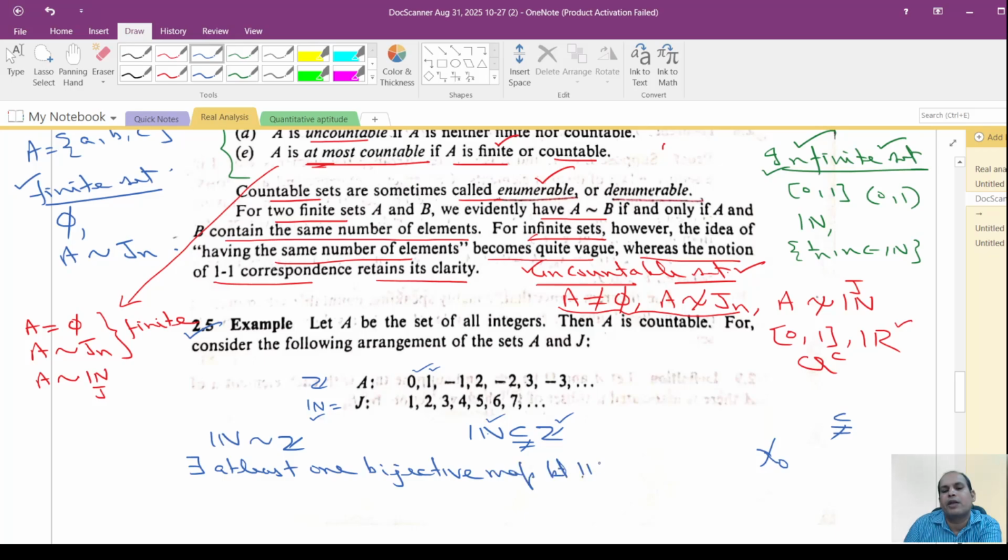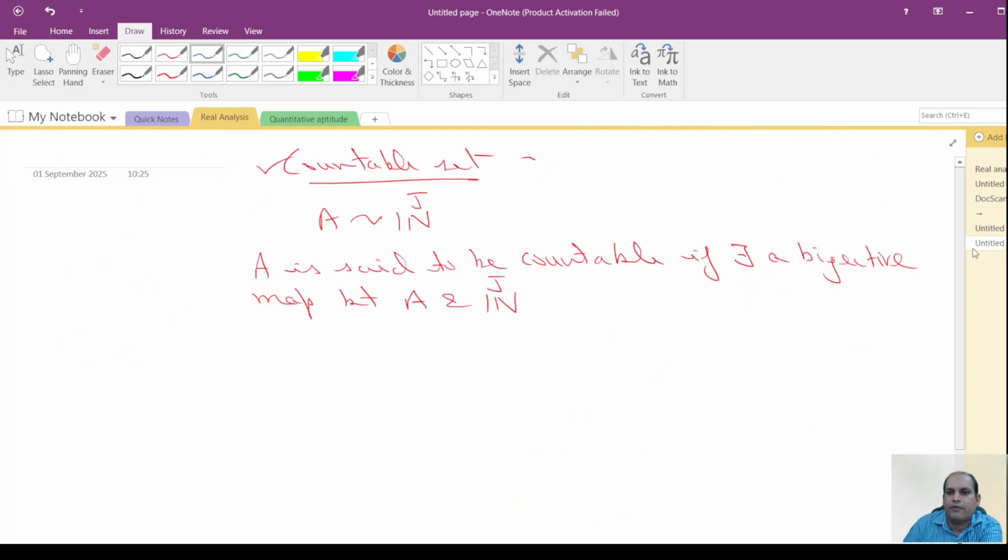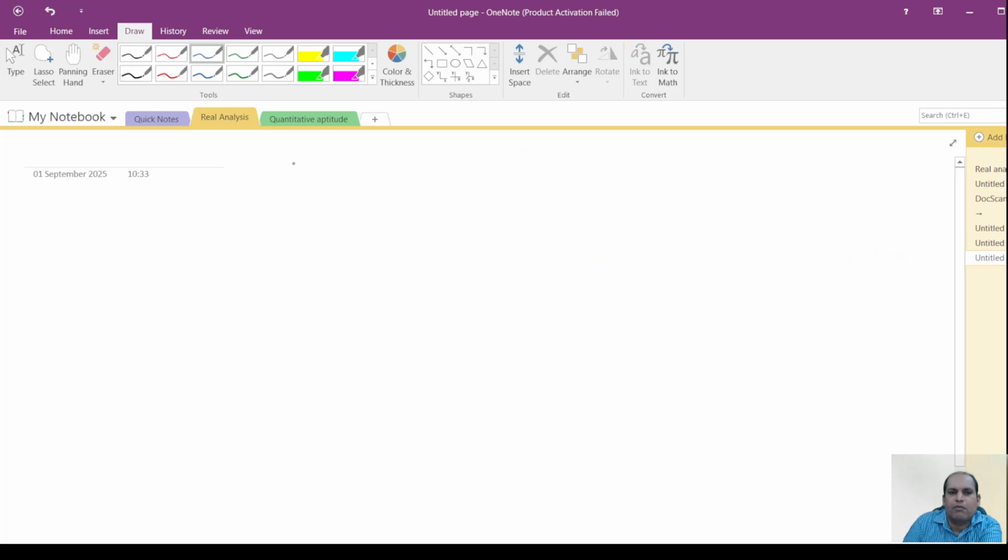A bijective map between N, the set of natural numbers, and Z, the set of integers. To show that N is similar to the set of integers, one can choose one of the very well-known mappings, f(n) = (-1)^n ⌊n/2⌋.